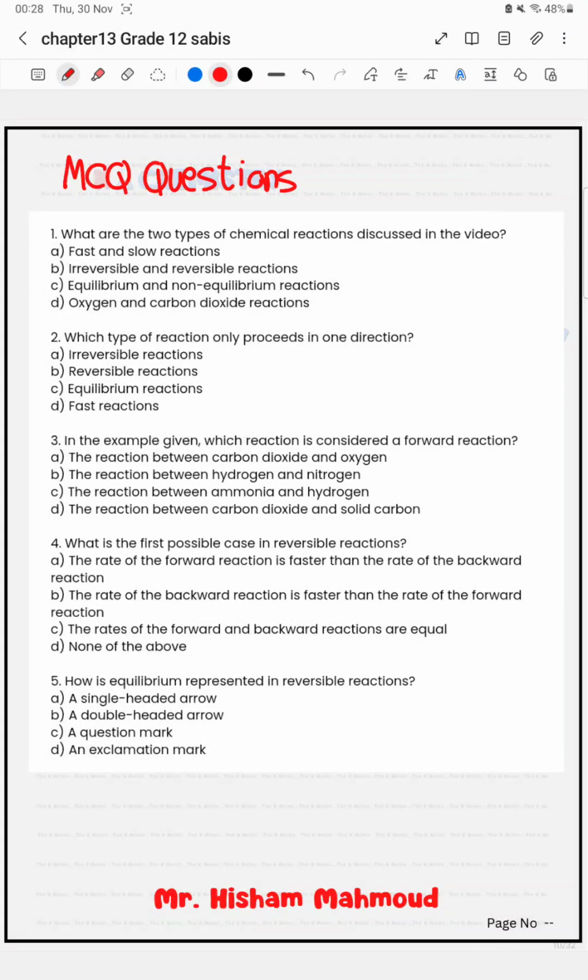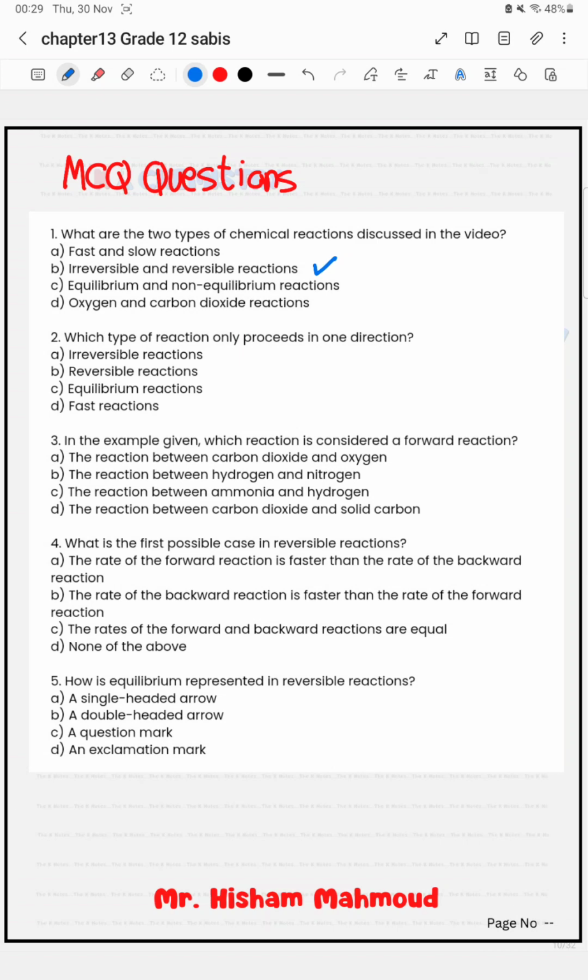Let's see some questions about the basics of the equilibrium we discussed in the previous video. What are the two types of chemical reactions discussed in the video? Fast and slow reactions, irreversible and reversible reactions is the answer. Equilibrium and non-equilibrium, oxygen and carbon dioxide reactions, no. Always make sure you know that all the options are checked.